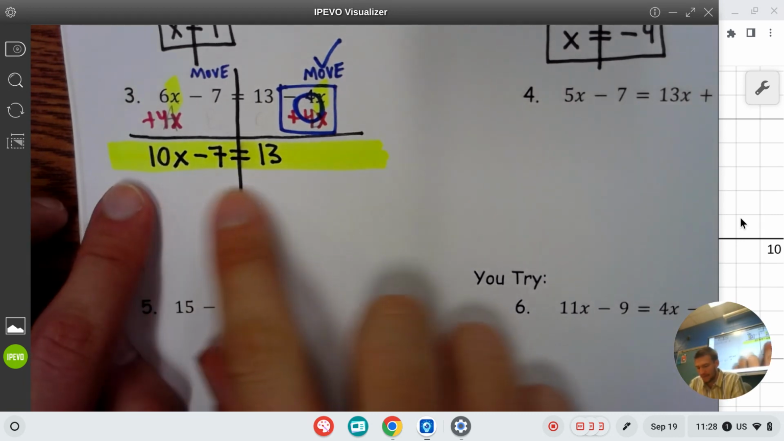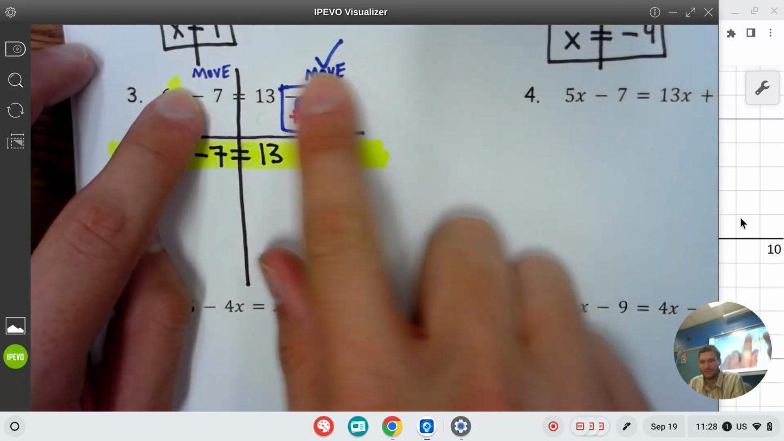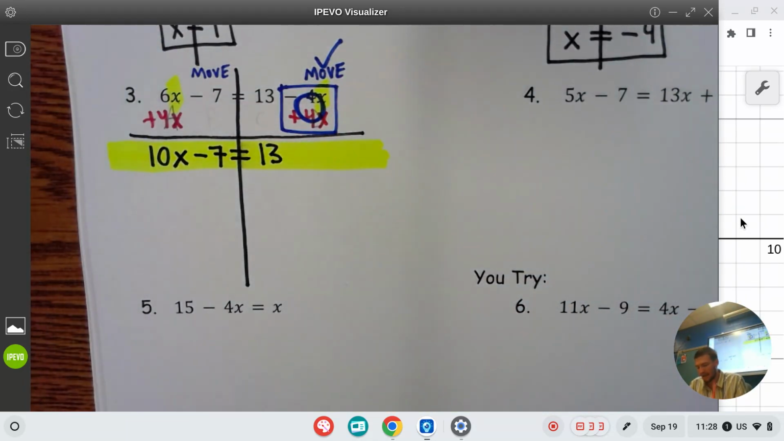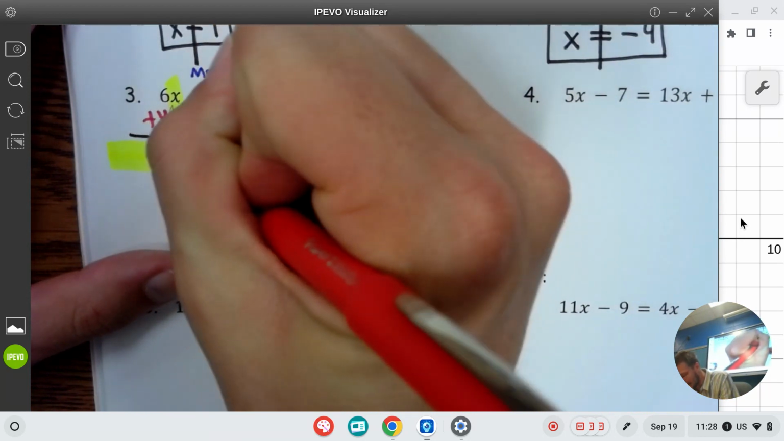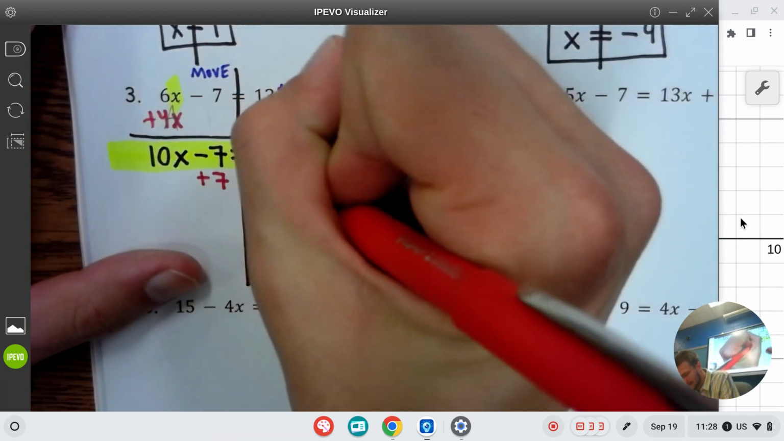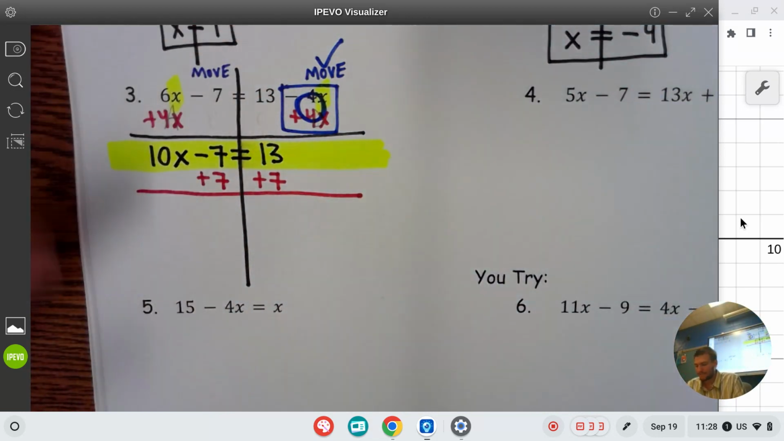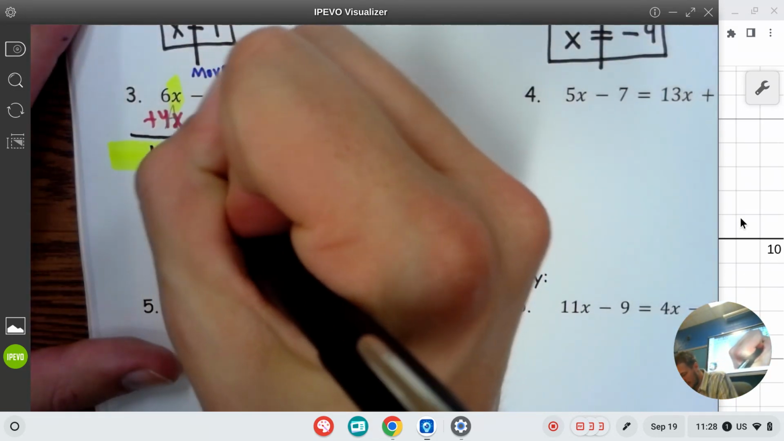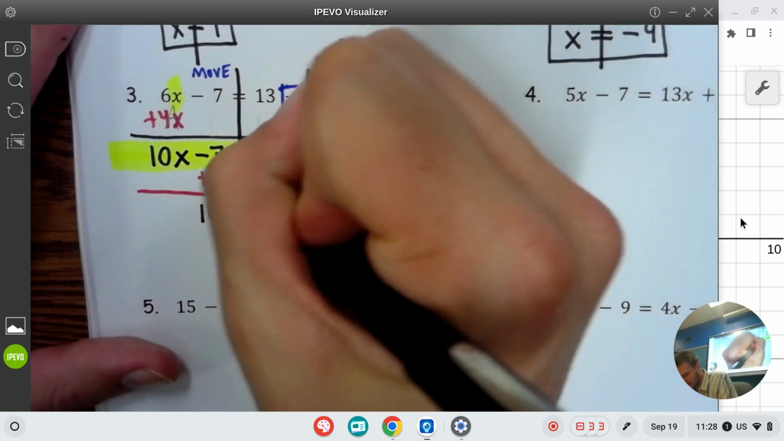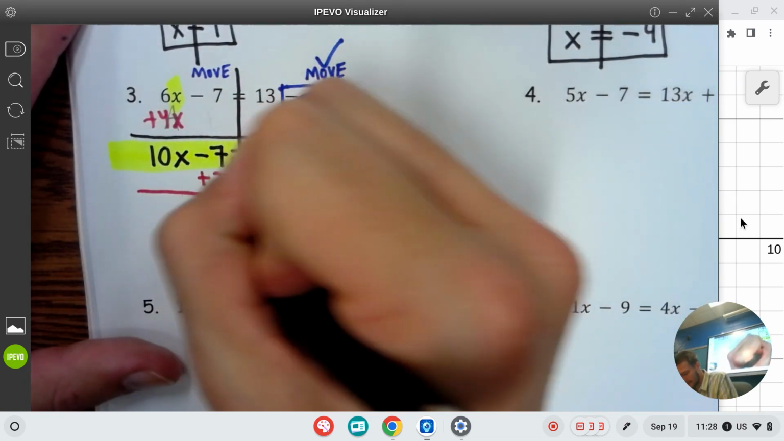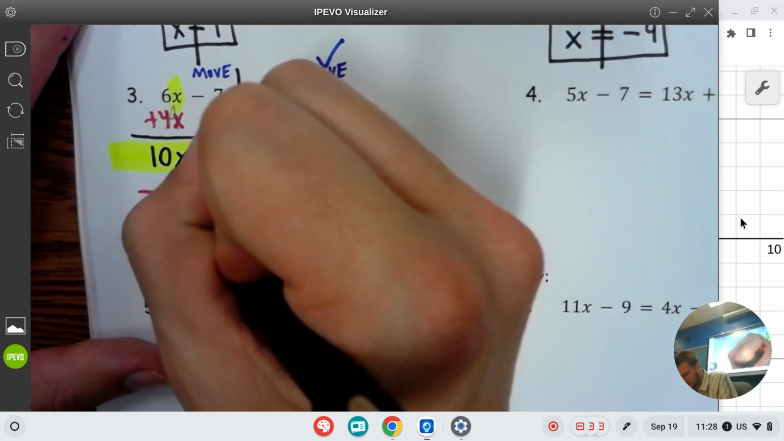Okay, now that we're this far, we still need to move the 7. I already heard, we need to add 7 to both sides. Let's make sure that we put things where they need to go. You're 100% right. 10x equals 20. And we're going to finish with x equals 2.